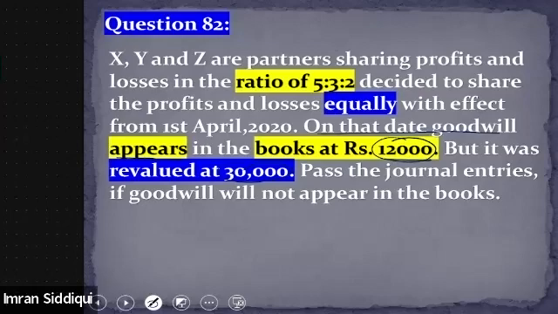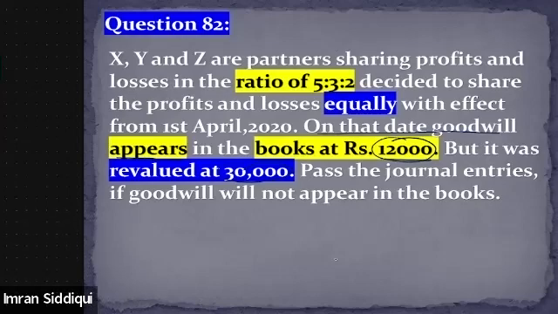Done, sir. Just tell me how did you treat the goodwill appearing in the book? Partners capital account debit to goodwill account. And in what ratio have you distributed it? In the ratio 5:3:2 or 1:1:1? 5:3:2.